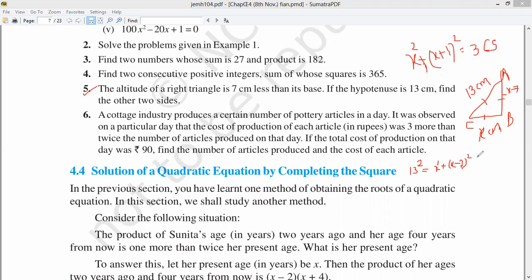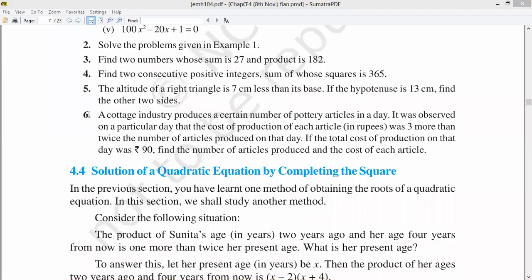So when we solve this, we will get a quadratic, and after solving the quadratic, we will get the value of x. Now the next question is 6.